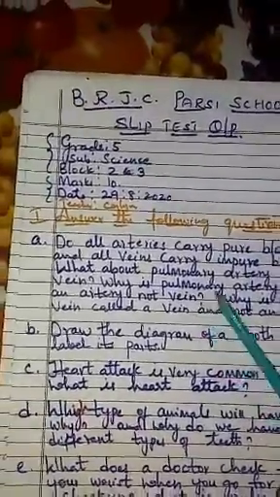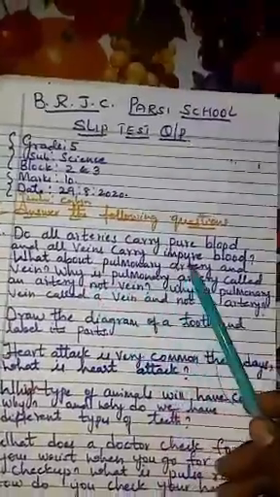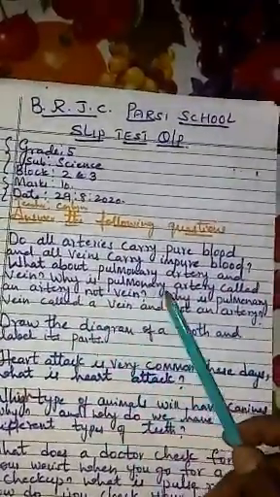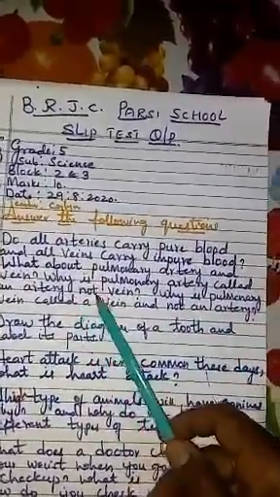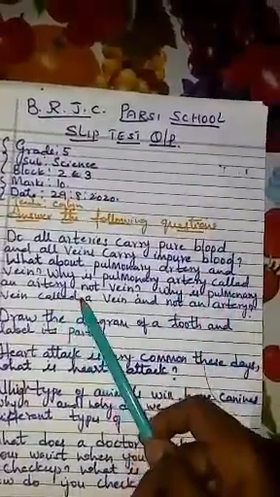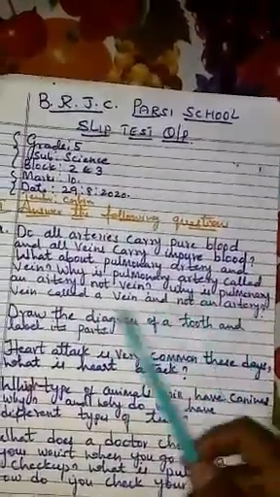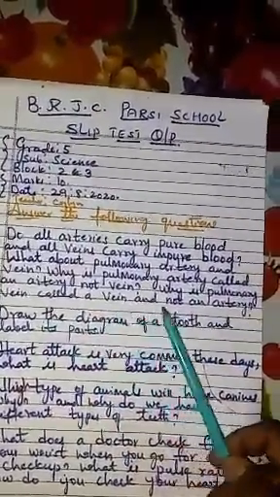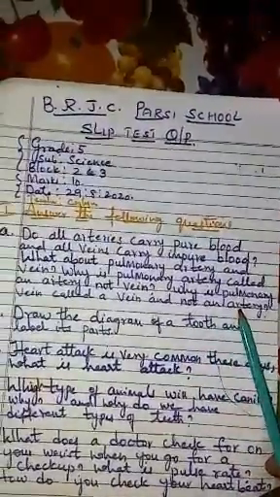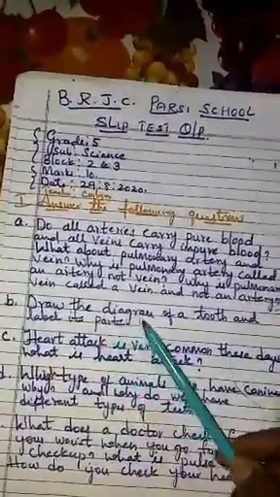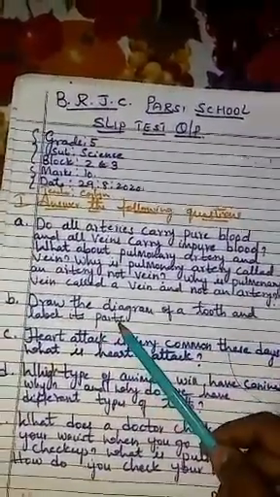Do all arteries carry pure blood and all veins carry impure blood? What about the pulmonary artery and vein? Why is the pulmonary artery called an artery, not a vein? Why is the pulmonary vein called a vein and not an artery? B1. Draw the diagram of a tooth and label its parts.